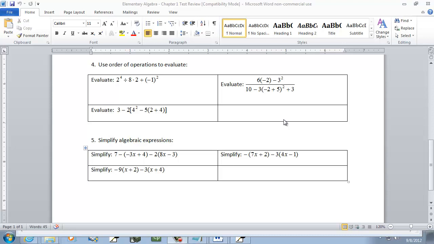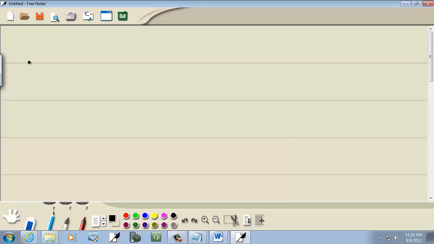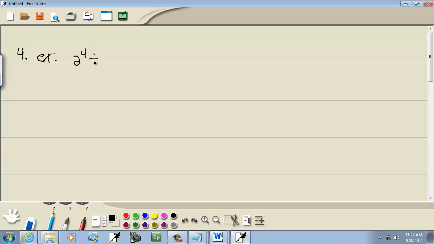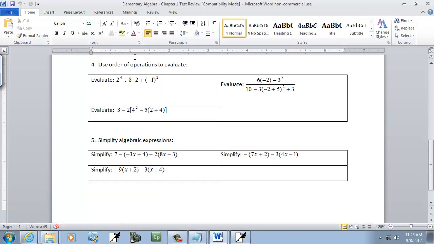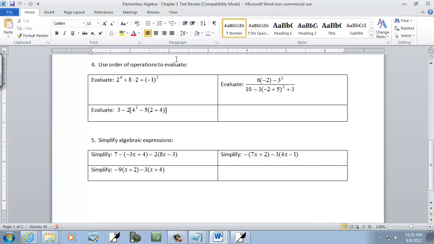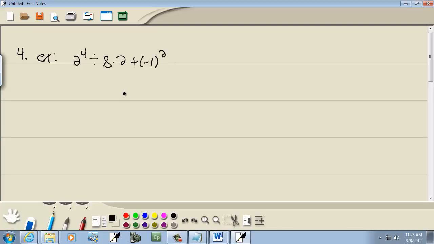Take a look at our fourth problem type, order of operations. So our first one here, we got 2 to the 4th divided by 8 times 2 plus -1 squared. Please excuse my dear Aunt Sally. Please do what's inside the parentheses. Well, we don't have anything to do inside the parentheses. It's -1. Excuse exponents. We do exponents next.